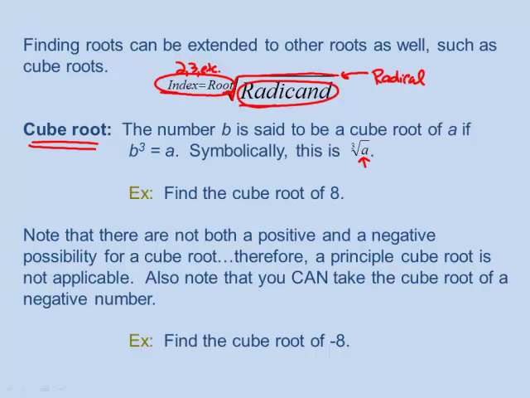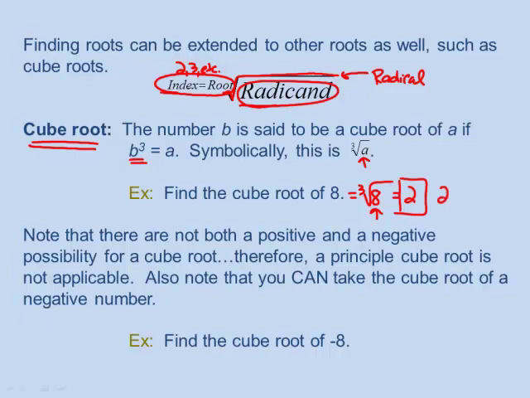So find the cube root of 8. That could be written with the radical symbolism if we wanted to, cube root of 8. Now what we're looking for then is a number that when we cube it, or when we multiply it by itself 3 times, we're going to get the original value, or the original radicand, back out. So we want to ask ourselves, what number multiplied by itself 3 times, or what number cubed, gives us a positive 8? And the answer to this problem is a positive 2.